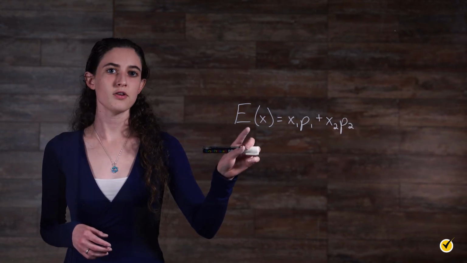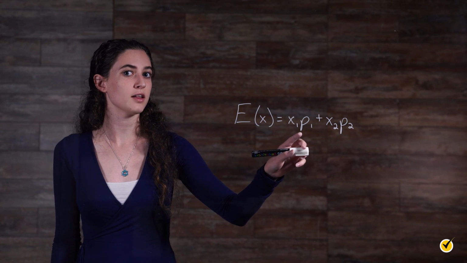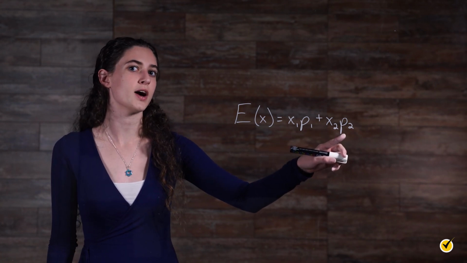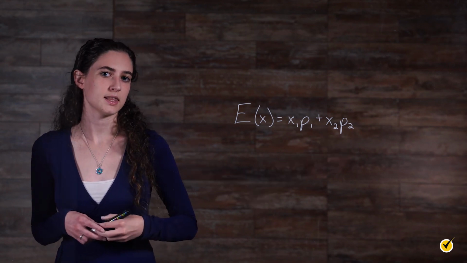The expected value of x equals the probability of outcome 1 times the value of outcome 1 plus the probability of outcome 2 times the value of outcome 2. If we plug in our numbers, our calculation looks like this.